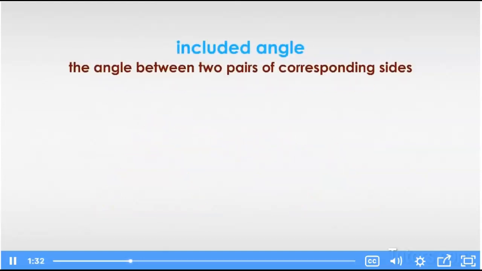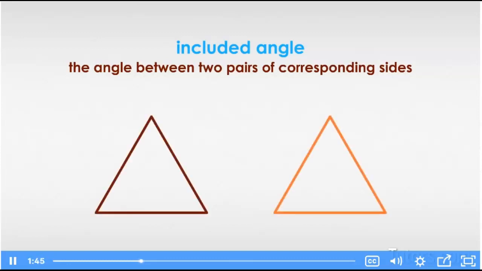You also need to know about the included angle. This is the angle between two pairs of corresponding sides. You cannot compare two sides of two triangles and then leap over to an angle that is not between those two sides. Here are two congruent triangles.